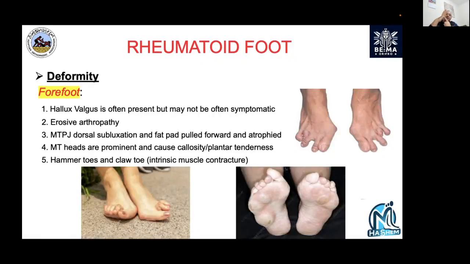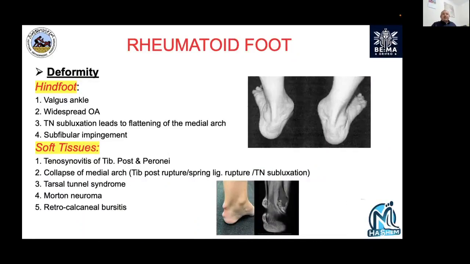Because the MTP joint lost the main strut, the main resistance against extension, the MTP will go into extension because the plantar plate has been damaged, and this is the time when the flexor tendon will cause a hammer and claw toe. In the hindfoot, you can see a valgus. You will see a valgus ankle because basically the spring ligament and the plantar fascia have gone.